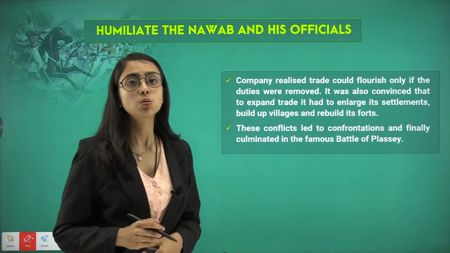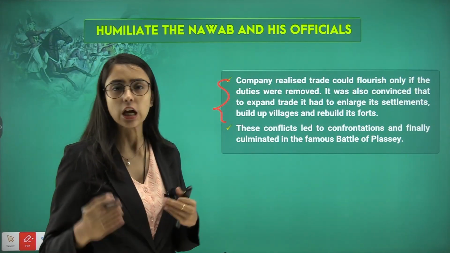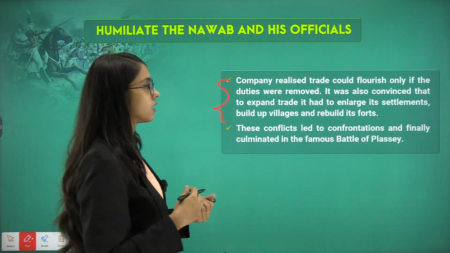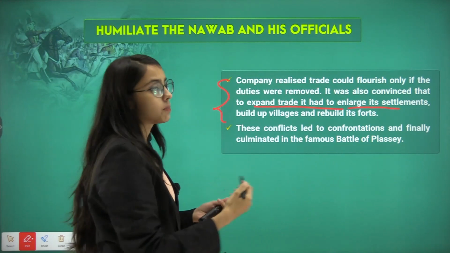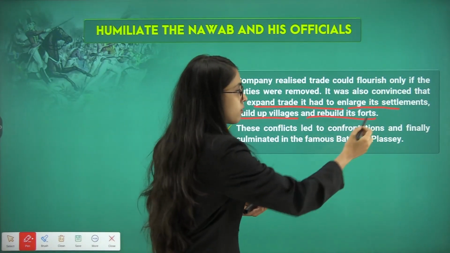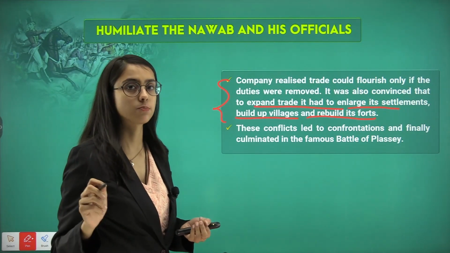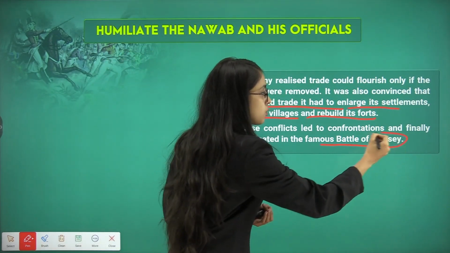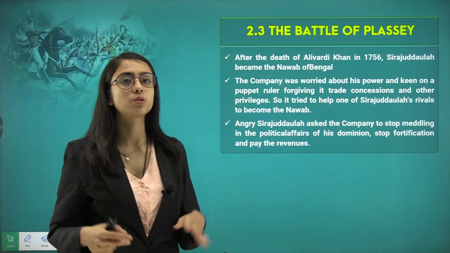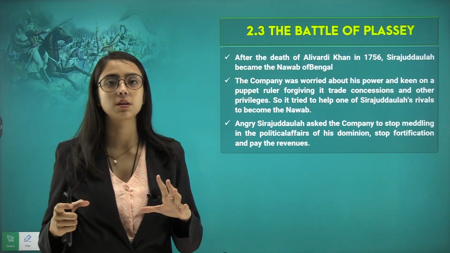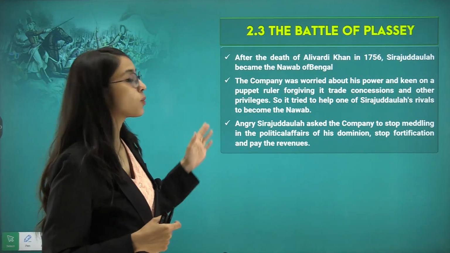Here you need to note one important thing. There were a lot of things that were happening. There were conflicts due to several reasons that we discussed earlier. Apart from that, they started to expand and enlarge their settlements. They started to build up villages and rebuild forts. This resulted in confrontations and led to the famous Battle of Plassey. So now you know why the Battle of Plassey was fought. Now let's have a detailed look into the Battle of Plassey. I am sure you all must have heard about it at some time or another. So let's see what it was.